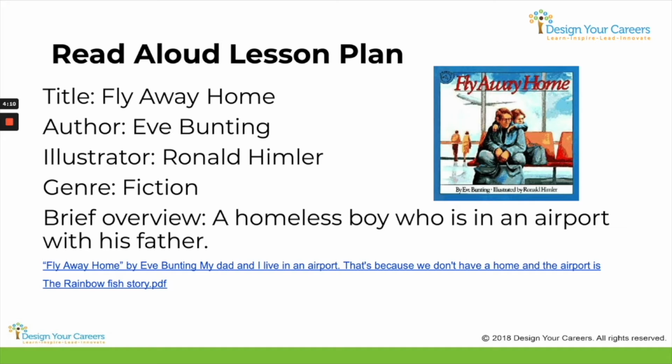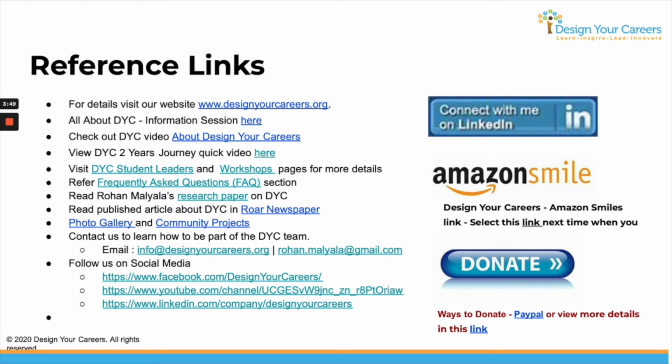Read Aloud lesson plan. The title of the book we'll be reading is Fly Away Home. The author is Eve Bunting. The illustrator is Ronald Himmler, and the genre is fiction. A brief overview summary of Fly Away Home is it's about a homeless boy who's in the airport with his father. And these are some reference links for DYC.